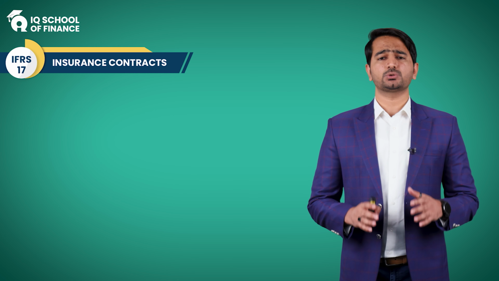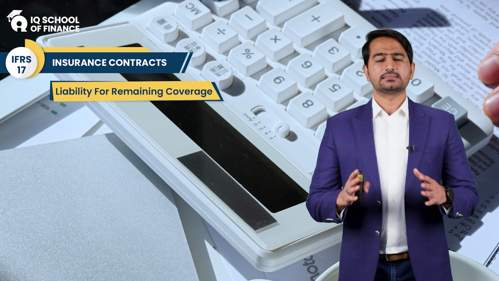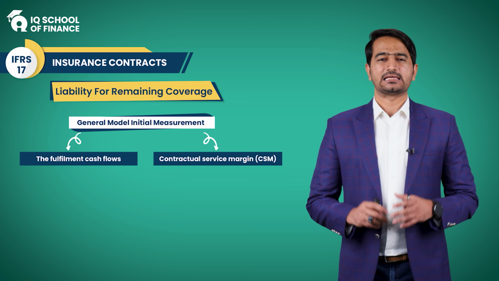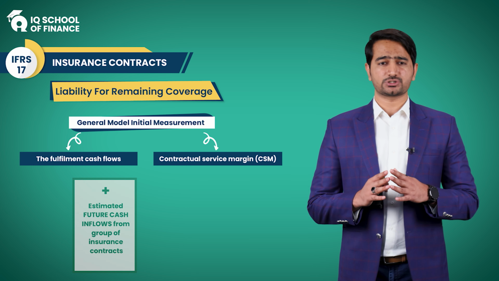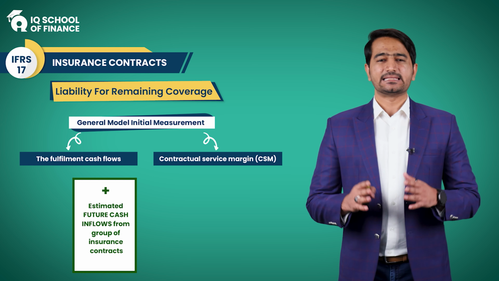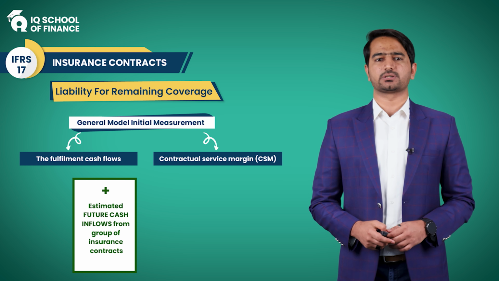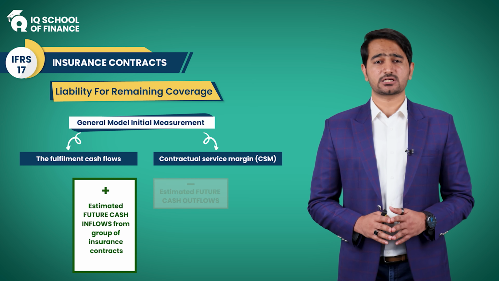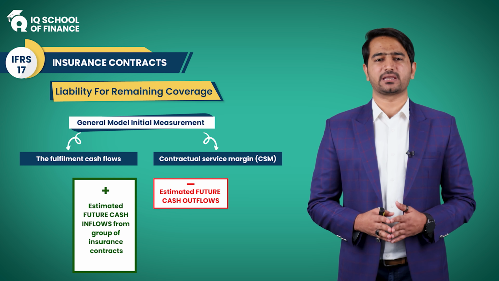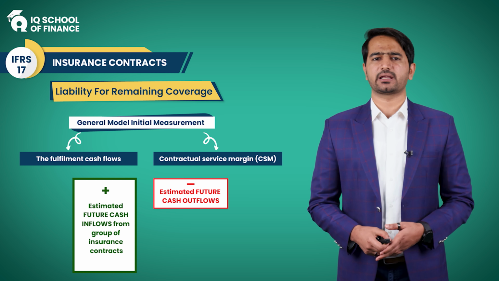Now let's take a closer look at the liability for the remaining coverage, because this is where the expertise of the actuaries is crucial. This liability is measured as the total of fulfillment cash flows and the contractual service margin. The fulfillment cash flows comprise estimates of future cash flows, which are essentially projected cash inflows from the group of insurance contracts. These inflows are a positive aspect because they mainly represent the insurance premium received from the policyholders. On the flip side, there are estimated future cash outflows from the group of insurance contracts. These outflows are considered negative because cash is being spent. Here we are looking at expenses such as payment for insurance claims, servicing costs and similar items.